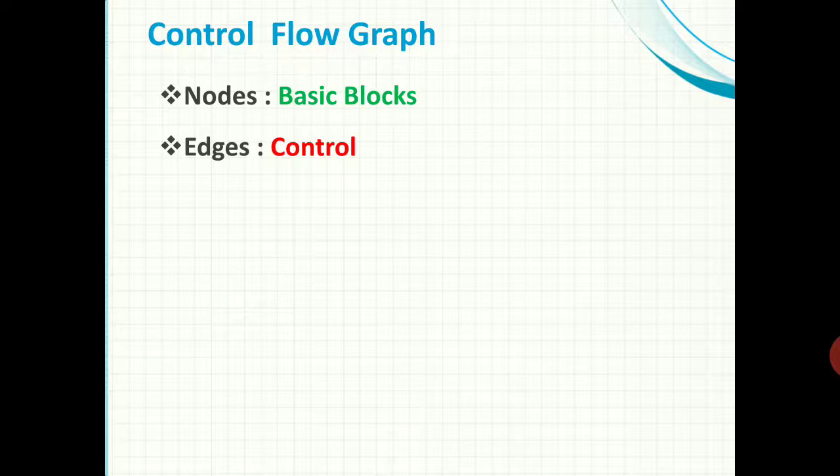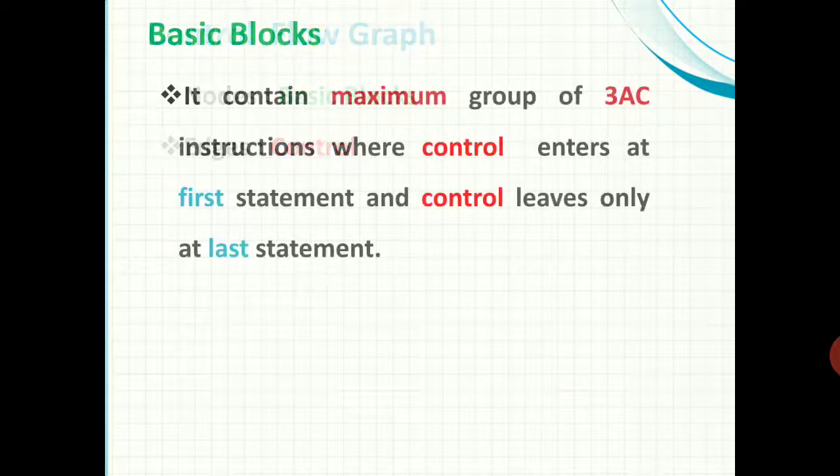As we all know, a graph contains nodes and edges. It's a collection of edges and vertices, or we can say nodes and edges. Here, the nodes are represented by the basic blocks, and the edges represent the control flow that forms the control flow graph. Then first comes the basic block.